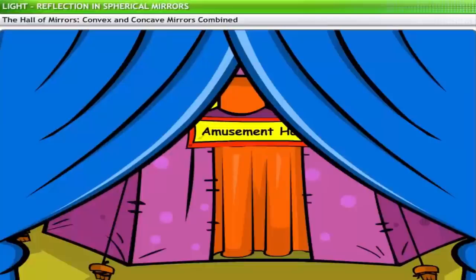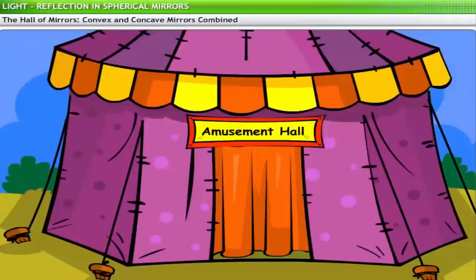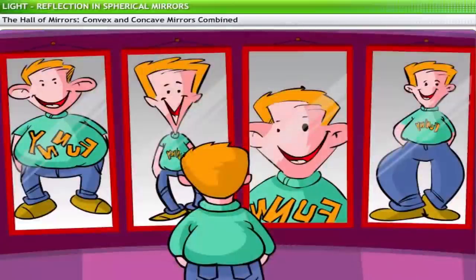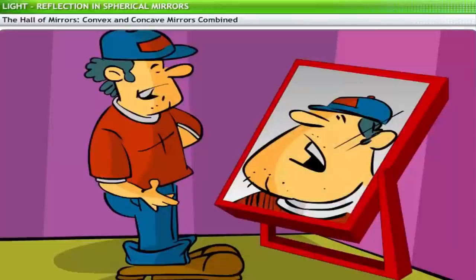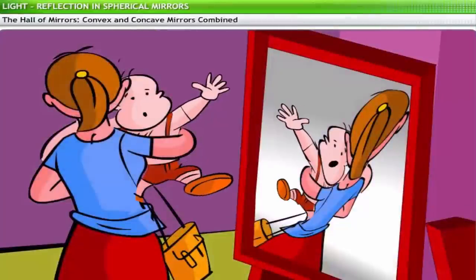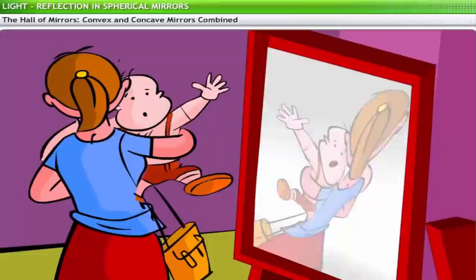Now, based on your knowledge of spherical mirrors, let's examine how these mirrors are used in amusement parks. The hall of mirrors that you saw earlier uses combinations of concave and convex mirrors to show funny, distorted images to the viewer. Concave mirrors are converging mirrors. They help us view enlarged images. Therefore, if you stand close to such a mirror, you will see a wider, fatter image of yourself. On the other hand, standing close to a convex mirror would make you appear thinner.